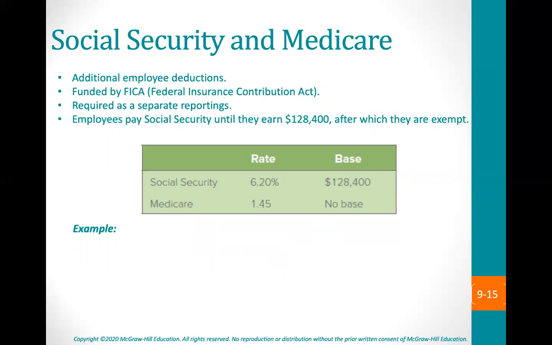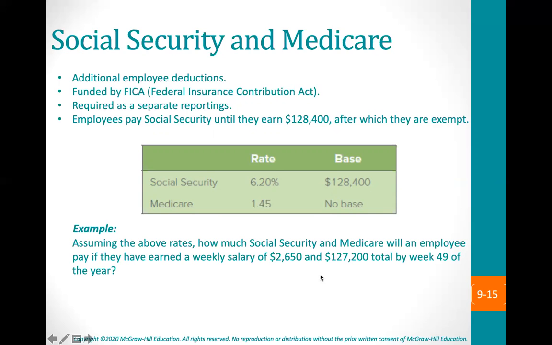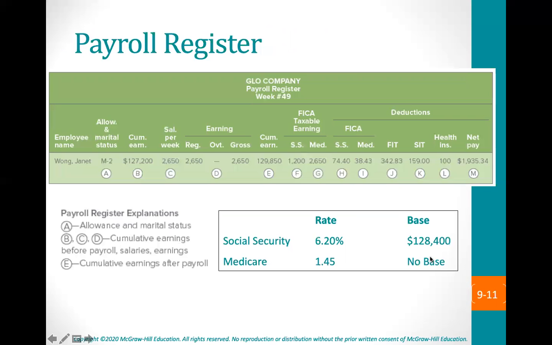So you always have to double check your FICA base, your Social Security base every year. But the book wants you to use this as your base. For example, how much Social Security and Medicare will Janet pay if she earns a weekly salary of $26.50 and she's earned $127,200 by the end of week 49? So it's wanting you to calculate her Social Security and Medicare using this paycheck.